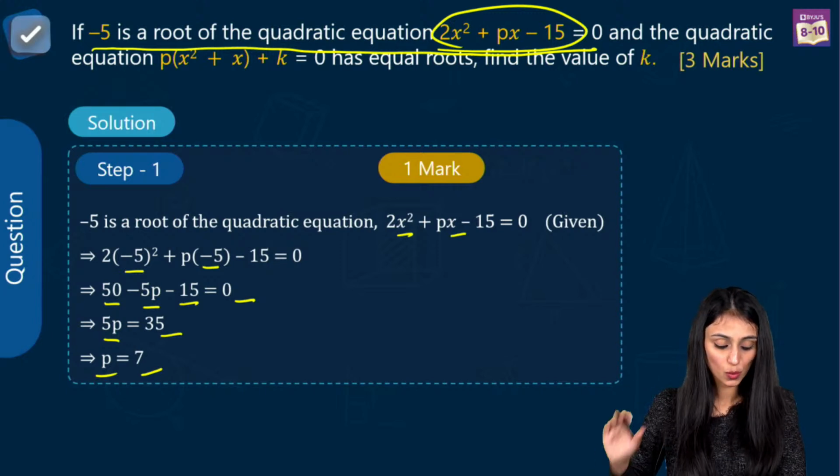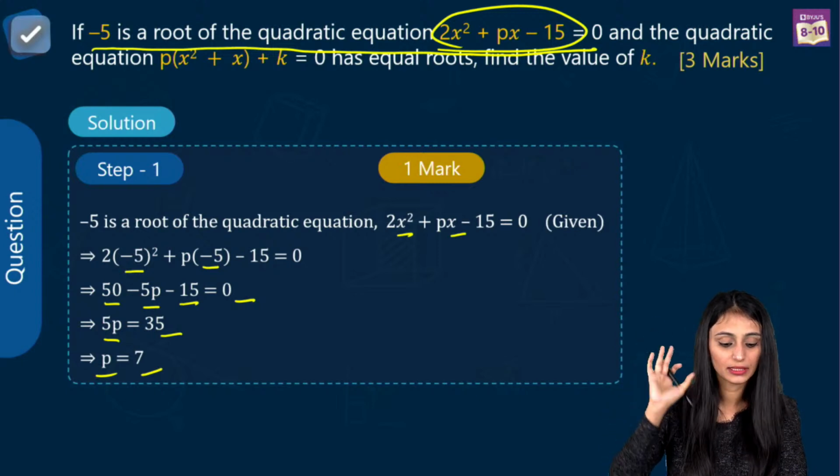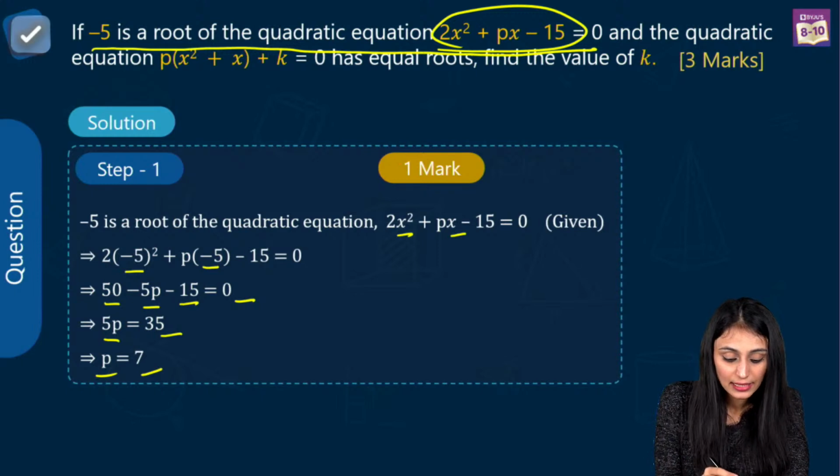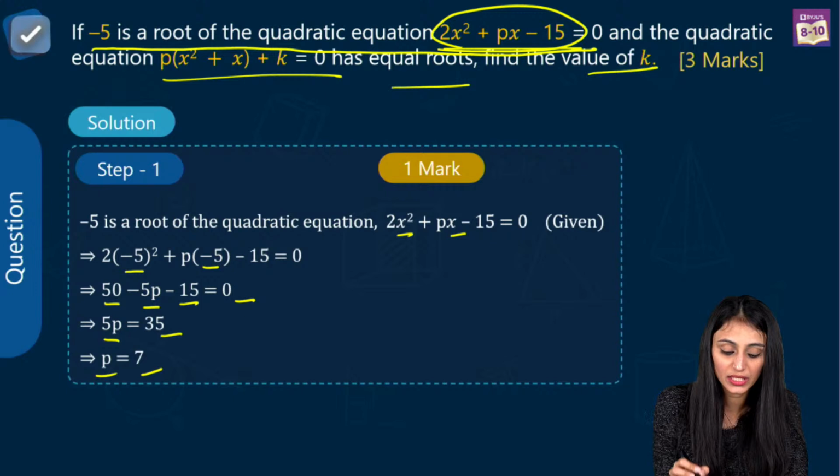Yes. So p is 7 here. We have got the value of p, right? So why did we need the value of p? Because the question is saying that it is a root for this equation and this quadratic equation has equal roots. We need the value of k.